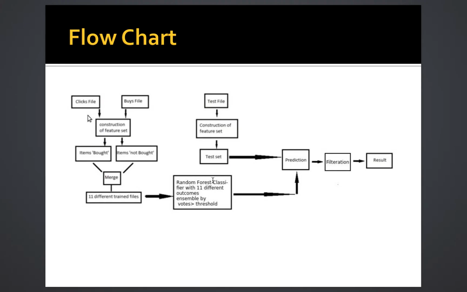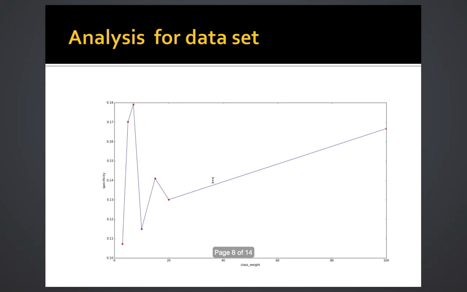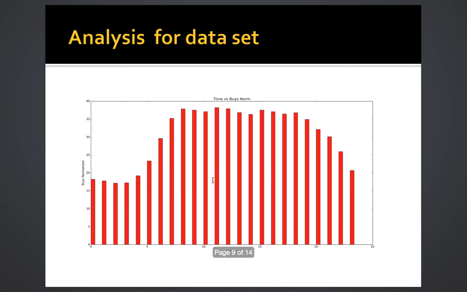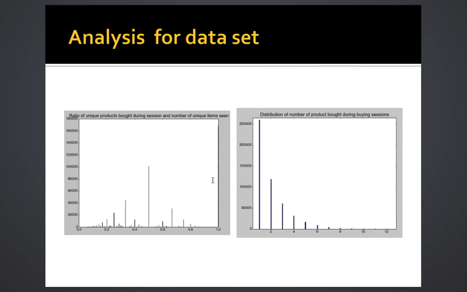If the number of bought outcomes is greater than the threshold, in our case greater than or equal to 3, then we consider the particular item in the session as bought, otherwise not bought. The value for this threshold was obtained by k-fold cross validation with k equal to 10 and a score of 89%. For the analysis part, we plotted the graph between specificity and class weight, then bias versus time, which is a normalized graph, and so on.